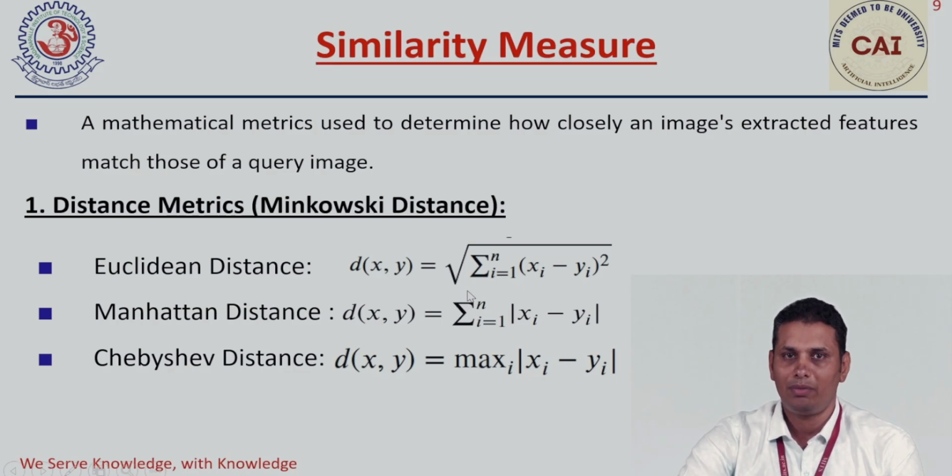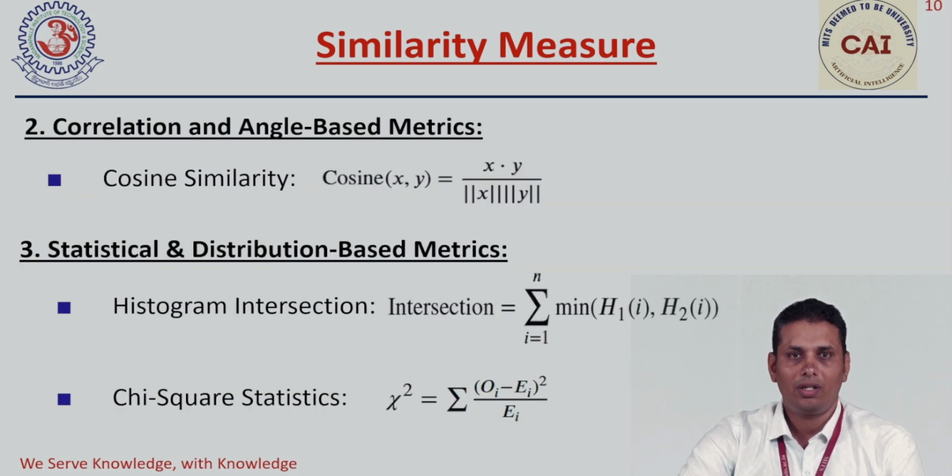But here in the above, only the sum value will be considered. But here, after evaluating the difference, the maximum value between these two images' pixel values will be considered. So next one is correlation and angle based.